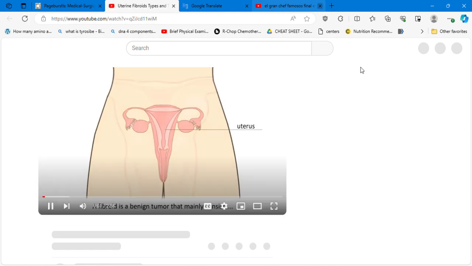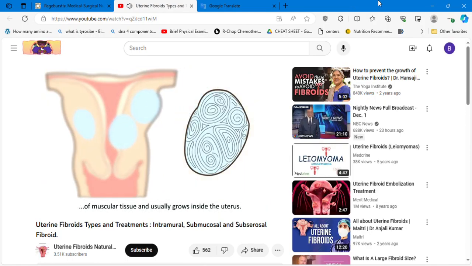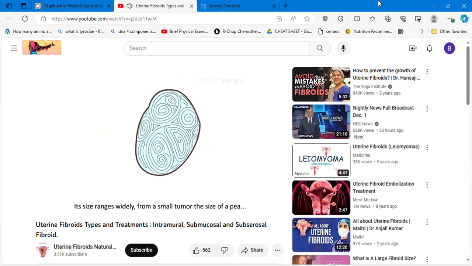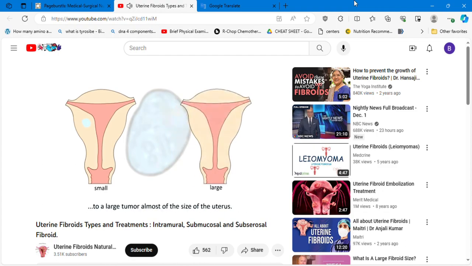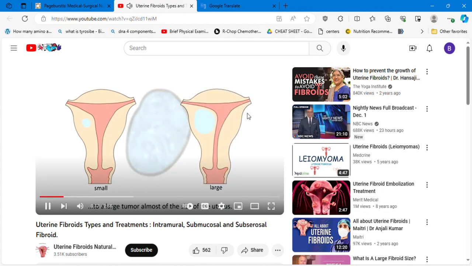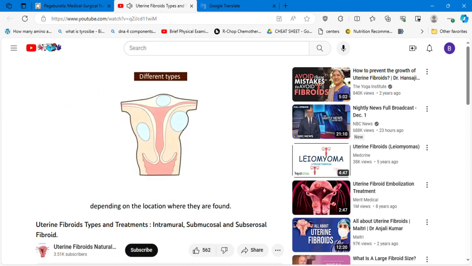A fibroid is a benign tumour that mainly consists of muscular tissue and usually grows inside the uterus. Fibroids are also called myomas. Its size ranges widely from a small tumour the size of a pea to a large tumour almost the size of the uterus. Myomas are classified into 3 types depending on the location where they're found.